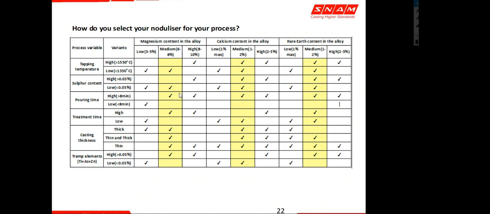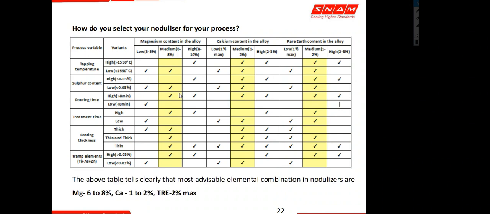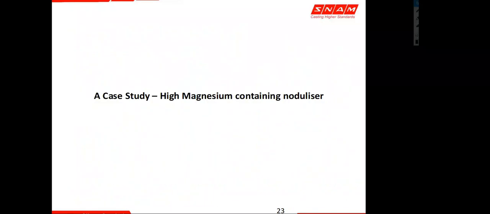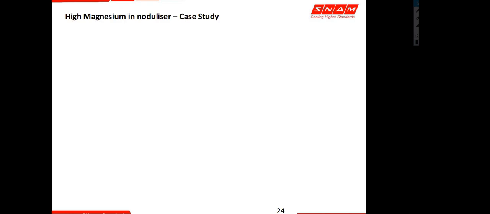The most selected combinations would be magnesium varying from 6 to 8%, calcium ranging from 1 to 2%, and rare earth ranging from 2% max. That is the maximum. So it can be seen that this combination can support most of the conditions in which we are operating. So this case study will be discussing the comparison of two different grades of master alloy, ferrosilicon magnesium grades, and we'll be discussing its performance also.